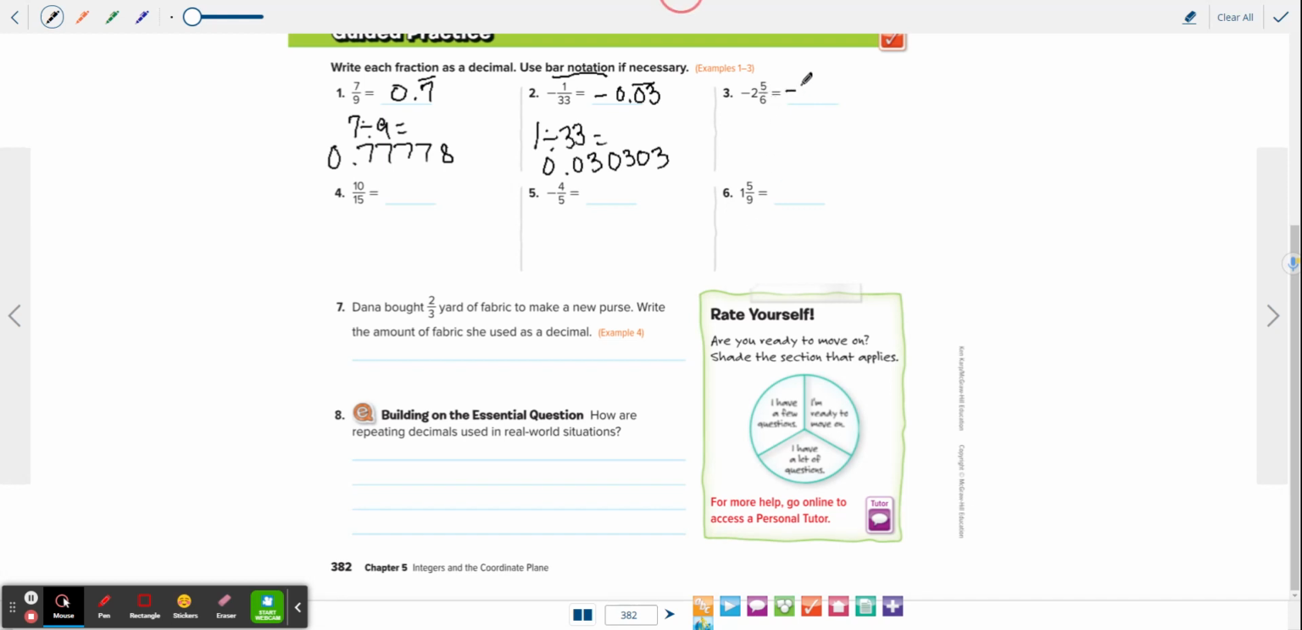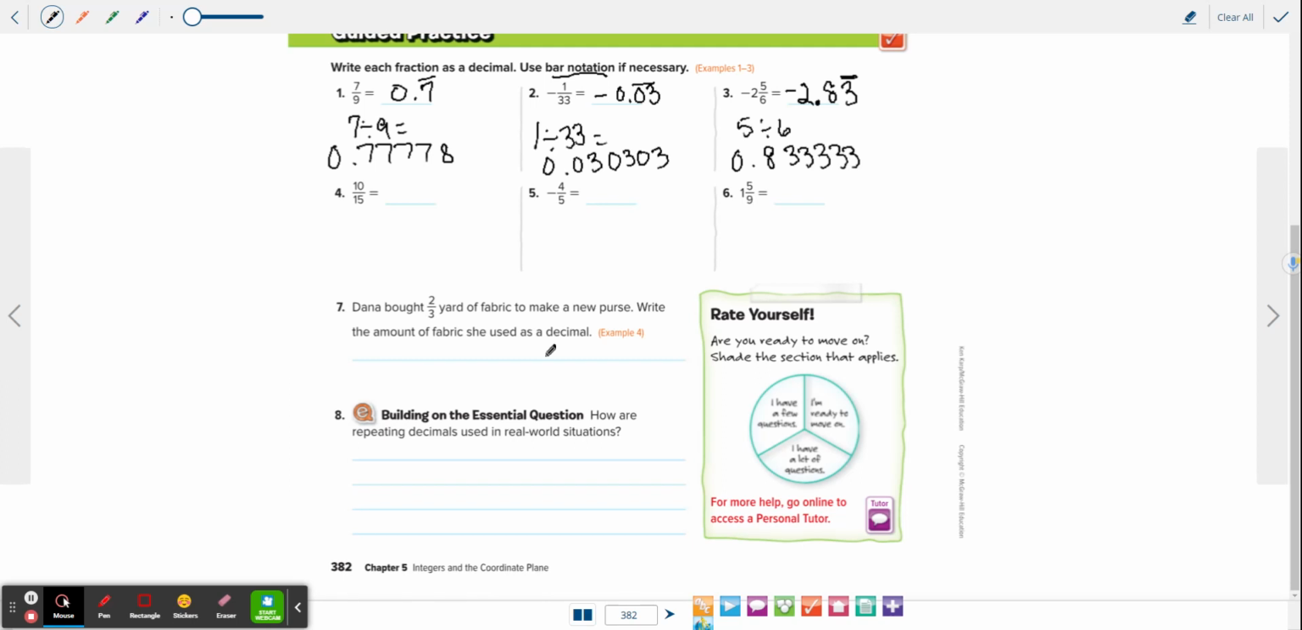Same thing with this one. You could put negative 2 point, okay, because that's the whole number. And then 5 divided by 6. 5 divided by 6 is 0.8333. Just the 3 keeps going. So I don't need to put the 0. I've got the 2.83, and just the 3 repeats. So I'm going to put the line over the 3. All right, I hope those make sense.